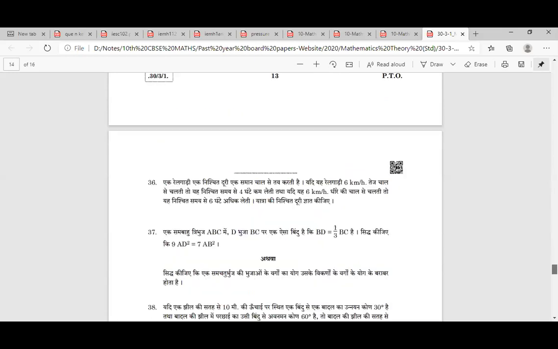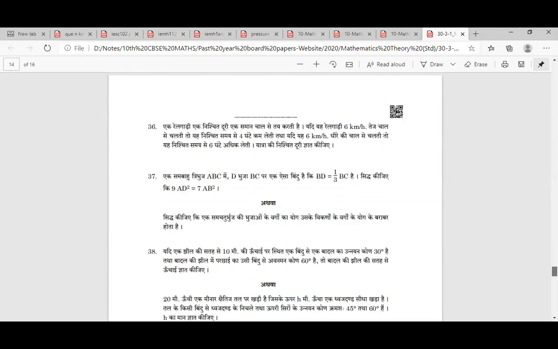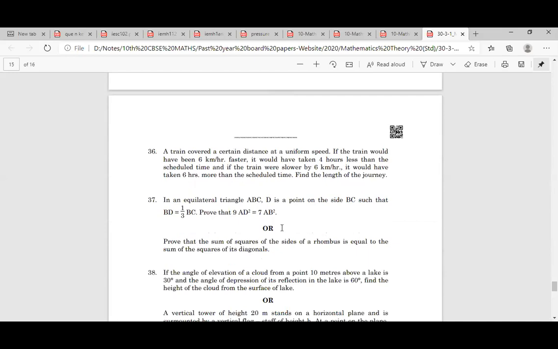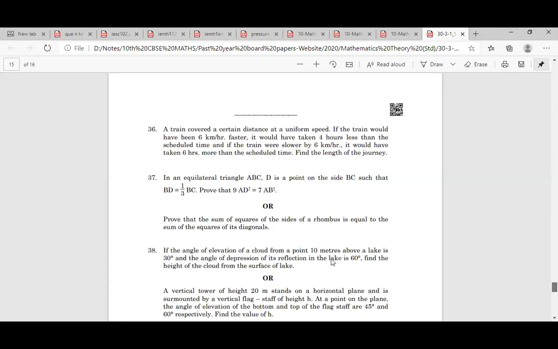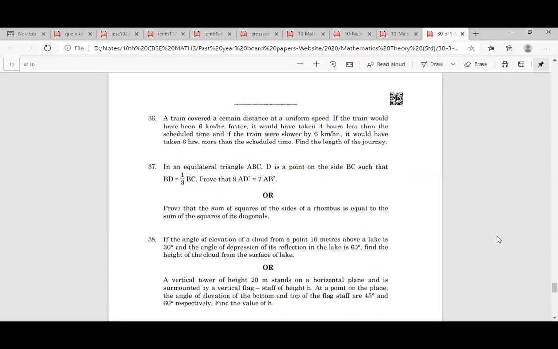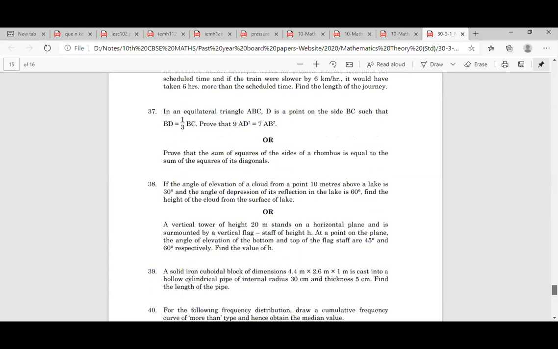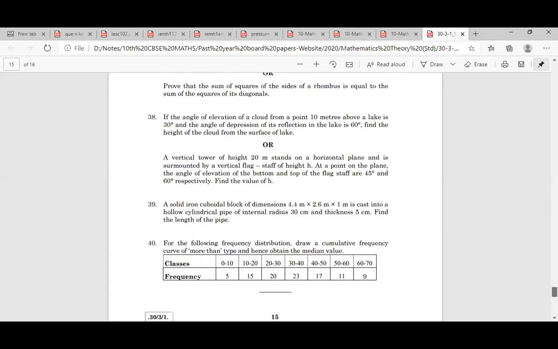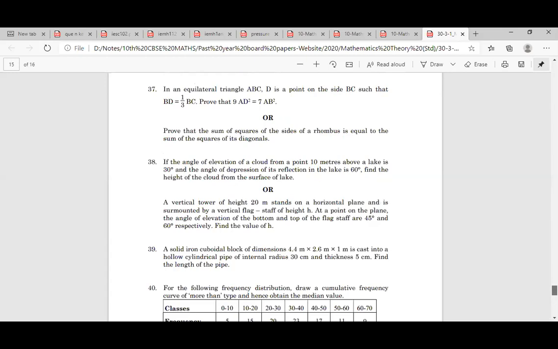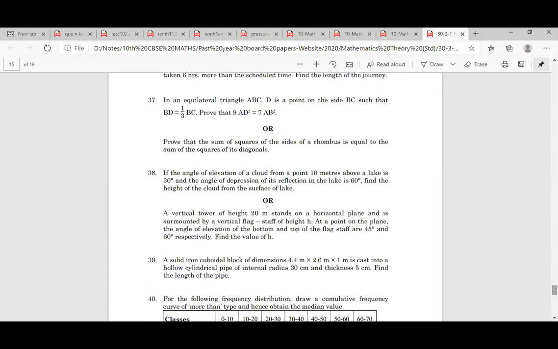Last year's paper was completely the exemplar paper. This was the question I told you. It is from the last 3 years they have asked this question. The cloud question that I told you. Yes, we have solved it 2 days before. This is also a very important question. Cloud question of application of trigonometry. All the geometry questions will be there.